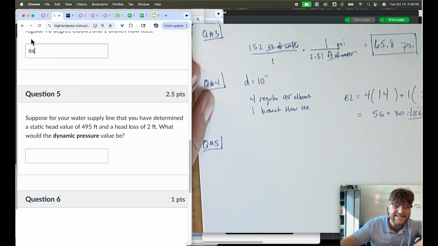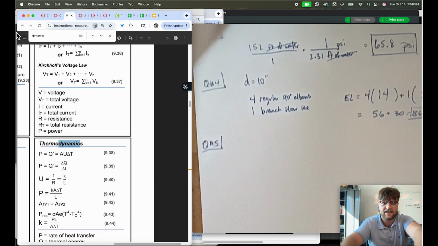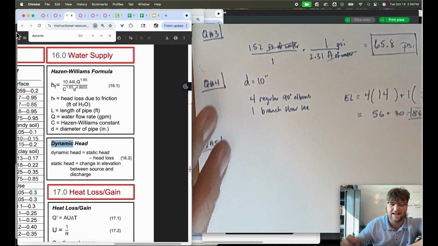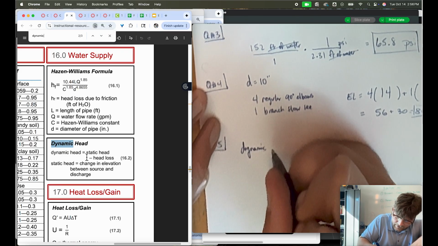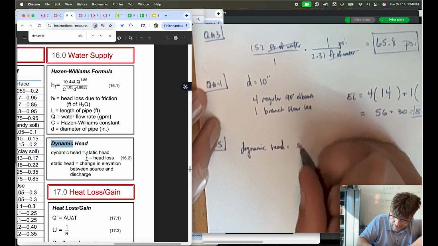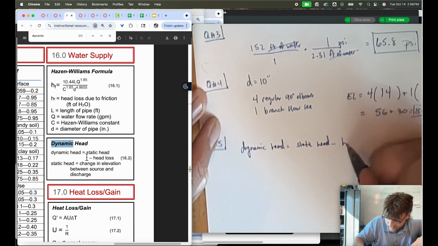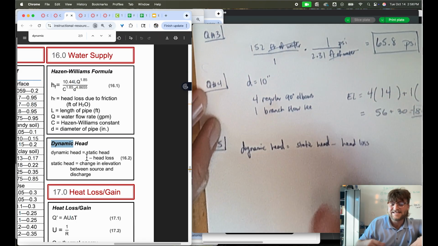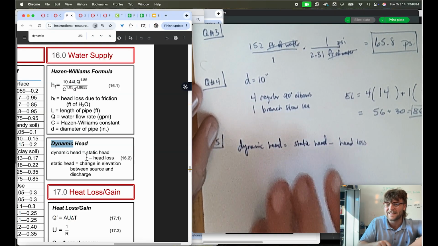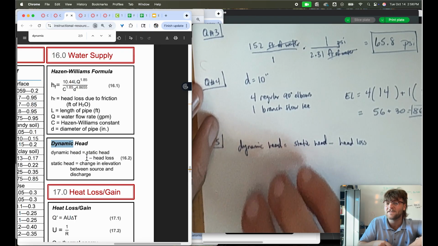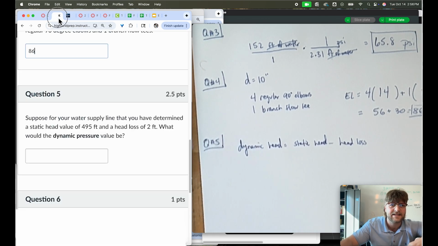So in this case, remember, we want to look at dynamic head. And so if I end up searching for dynamic head here, it's thermodynamics, we now have this as dynamic head. Dynamic head is equal to our static head minus our head loss, right? Now, notice this is dynamic head, right? This is not dynamic pressure. What we're going to have to do at the end is this value is going to be in feet of water. We're going to have to convert this to PSI, right? So we're going to take this number divided by 2.31, whatever we end up with here. That's going to get us to dynamic pressure.